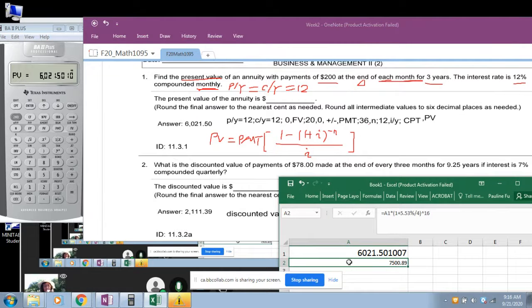All right, so I'm going to delete everything on my Excel. PV equals PMT. PMT is 200 times opening bracket 1 minus opening bracket 1 plus I. I is 12% divided by 12, and raised to the power negative n. N is 36. And the closing bracket divided by opening bracket, 12% divided by 12, closing bracket.